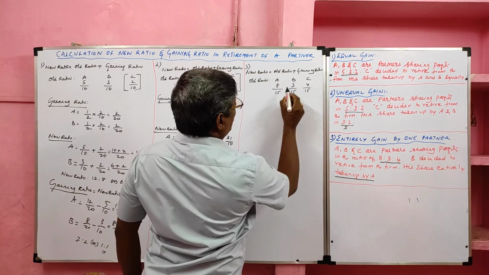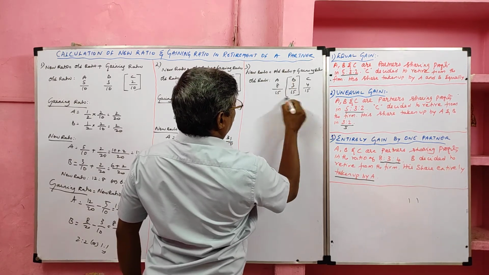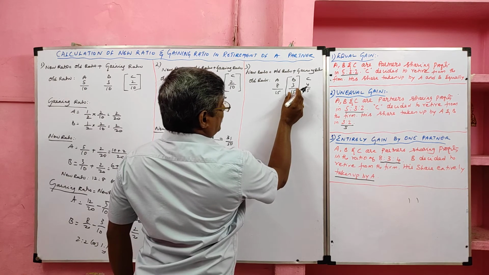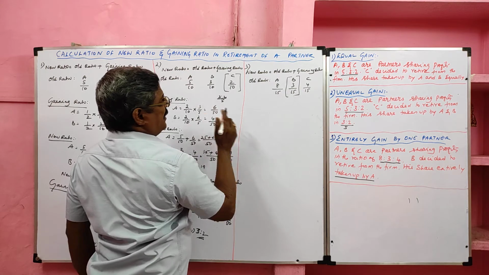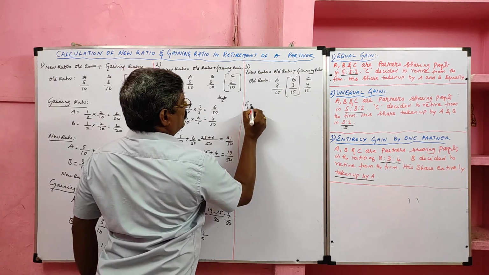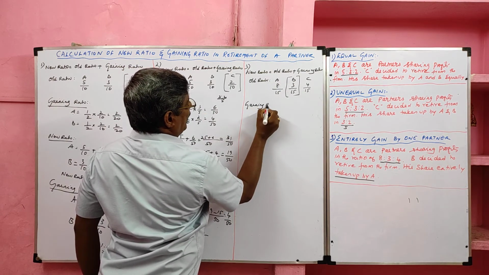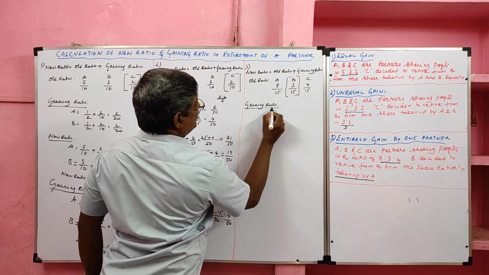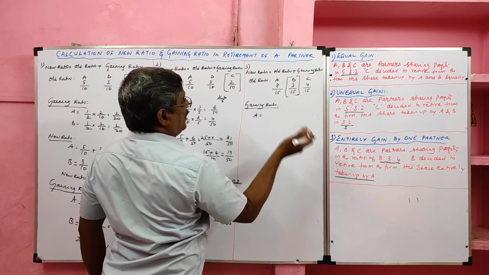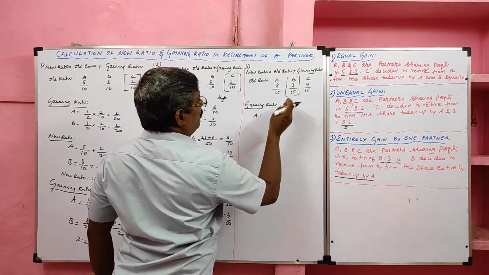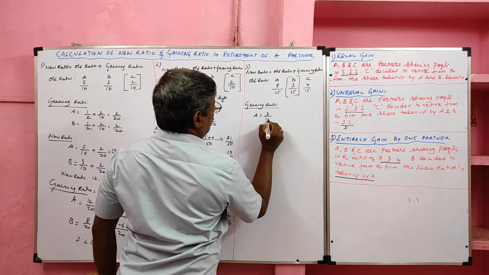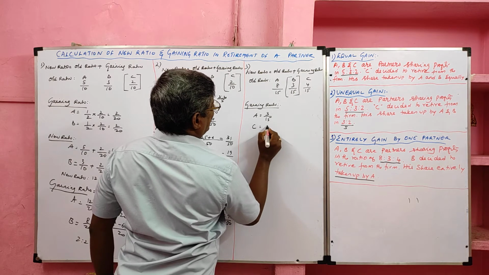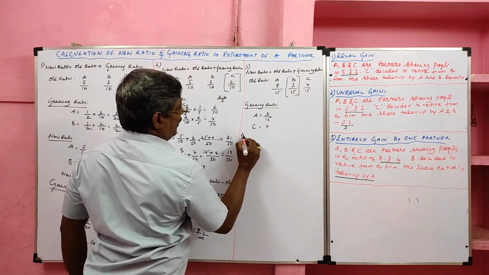Who is retiring? B is retiring. B's share is entirely gained by A. Now we have to find the gaining ratio. Who gains? A only. So B's share is entirely gained by A. So B's share and A's gaining ratio both are same. So C gains nothing. Then we can find the new ratio.